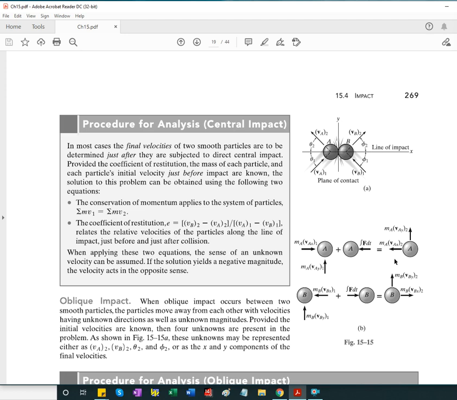Okay, so you need to analyze essentially a central impact problem using the projected velocities along the line of impact, and then recombine the velocities after the impact with the velocity that stays unchanged, the y component. And that allows the angle to be determined and the resultant velocity of the two particles after impact to be calculated.